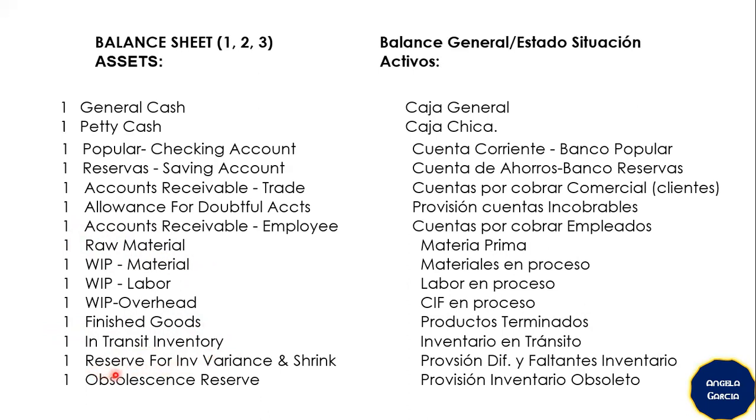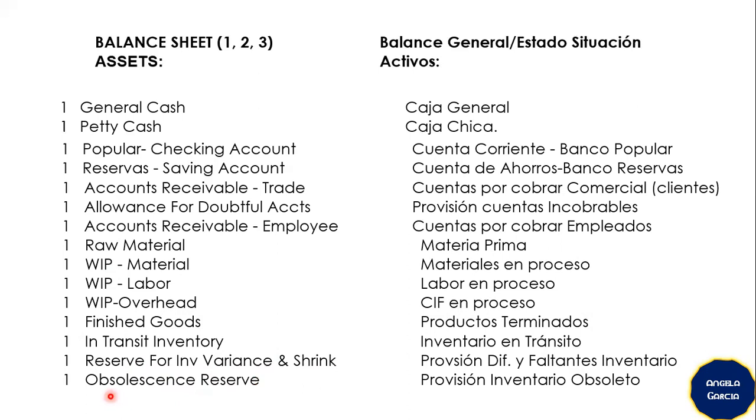We also have a reserve for inventory variances and shrink. That is a provision that we are making sometimes on a monthly basis. So every month we are making a journal entry so that the company is protected against any shrink or any inventory variances.